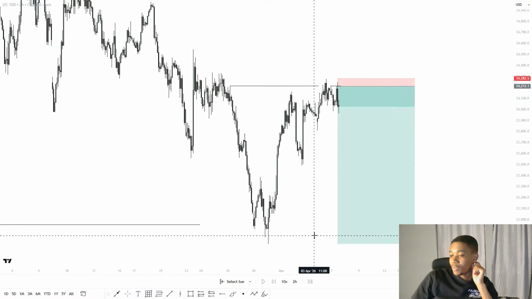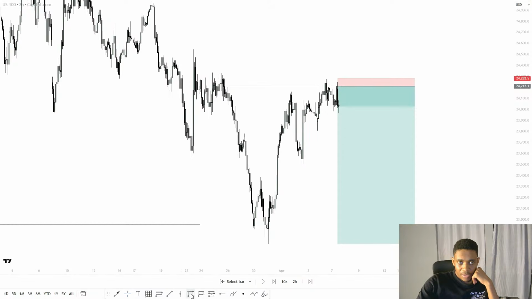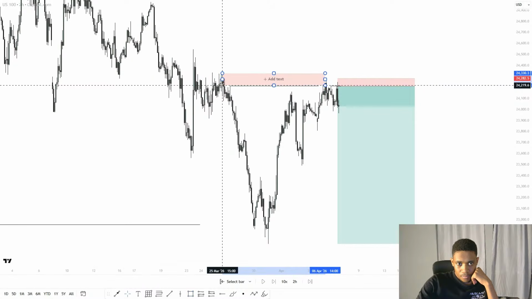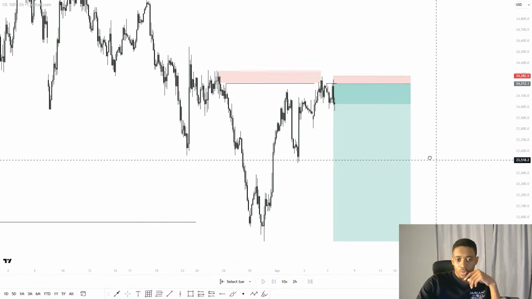At the moment, this is what I'm seeing on NASDAQ. So we have our key level like this. So this whole zone here is our key level.